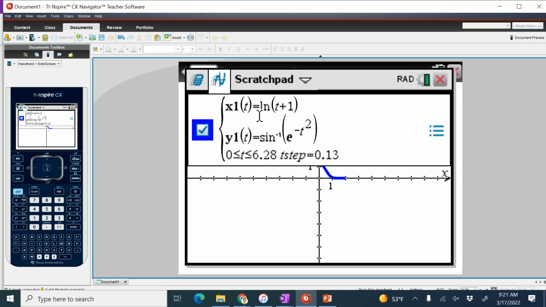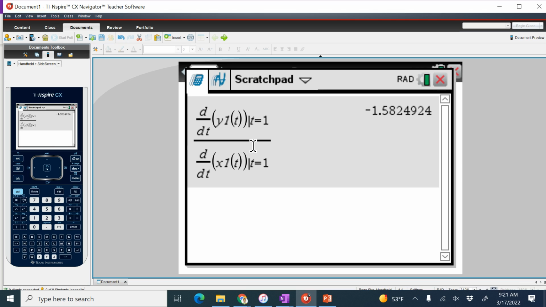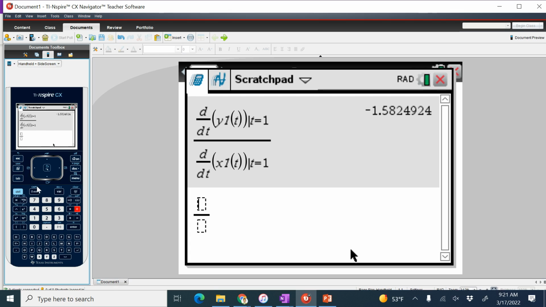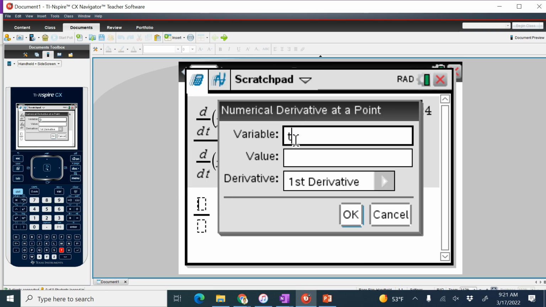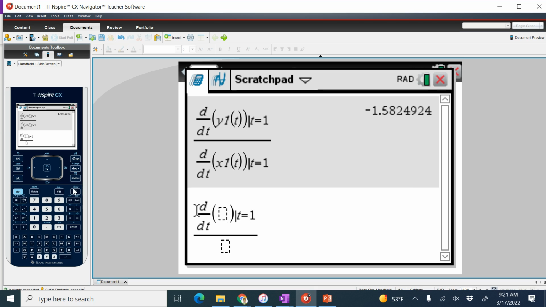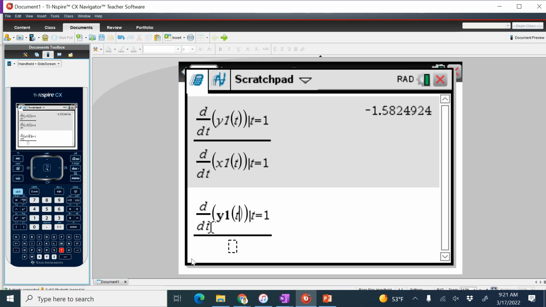So we had that. So remember when we do the derivative of a parametric, we do the derivative of y over the derivative of x. And that's what we put in. Remember, we did a control divide, and then we did menu, calculus, numerical derivative at a point. We switched our variable to t because we were in parametric form. And then we put in the value of 1. And then we went to var, y1, and then you have to put the t there. If you put an x, you'll probably get an error.